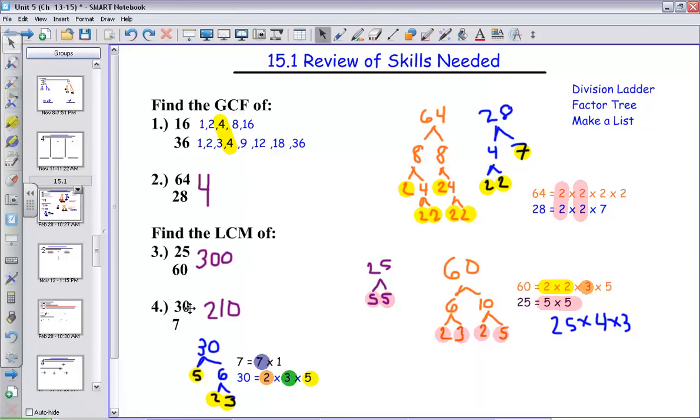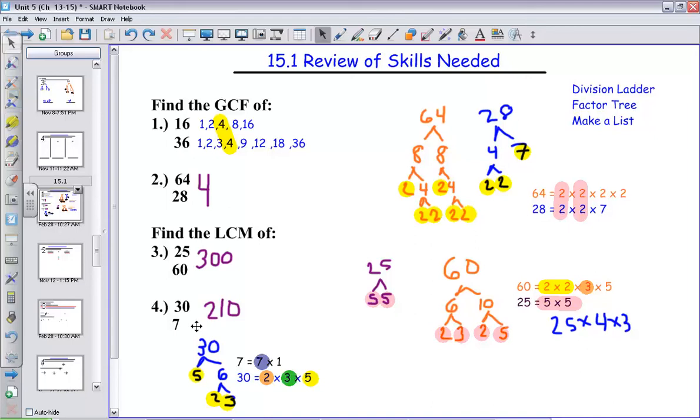In my last example down here, I'm going to find the least common multiple between 30 and 7. So again, I'm going to make out my factor tree. 7 is a prime number, so the prime factorization of 7 is 7 times 1. And then for 30, I ended up with a prime factorization of 2 times 3 times 5. So all of these numbers appear only once, so I have to multiply all of the numbers together. So essentially when I take 30 times 7, I get 210 to be the least common multiple.